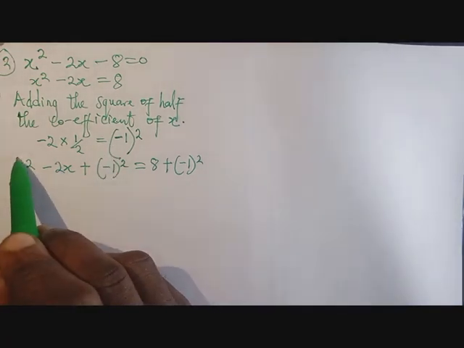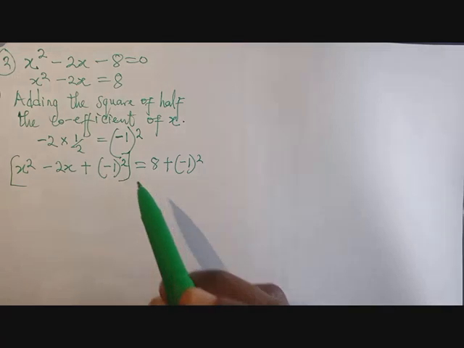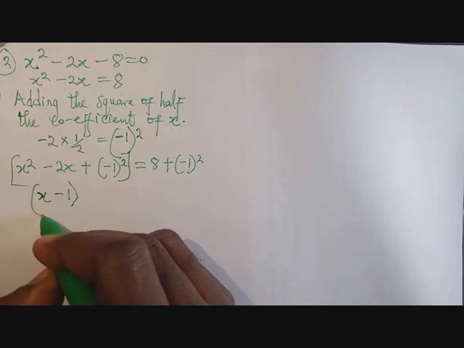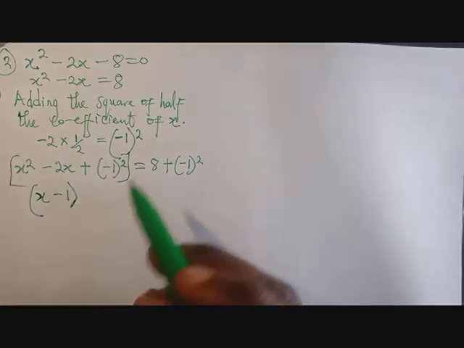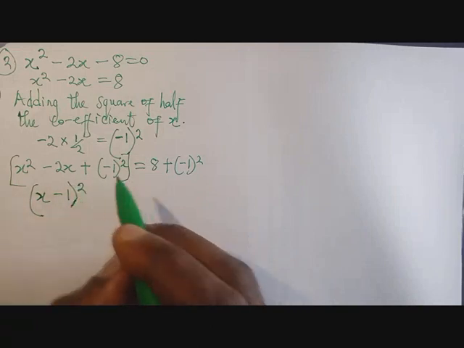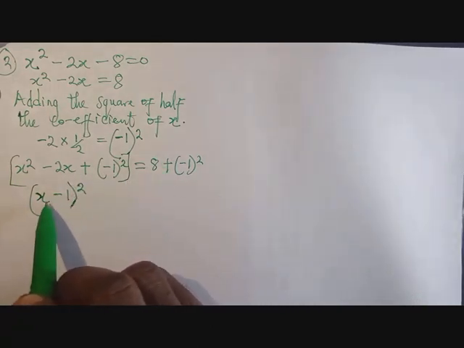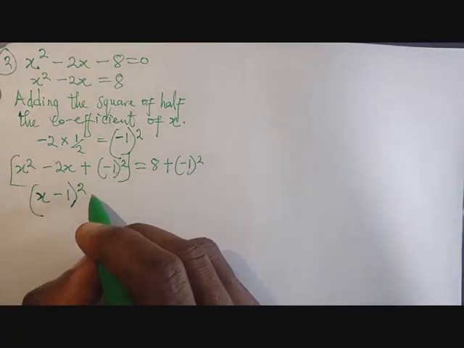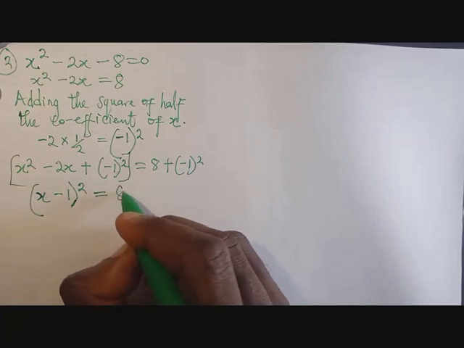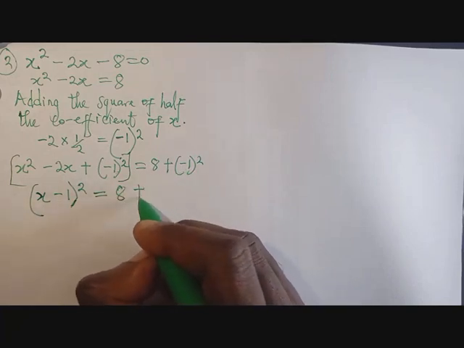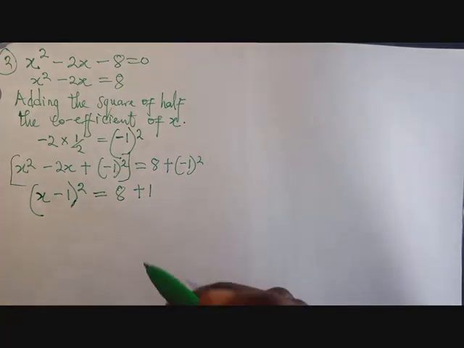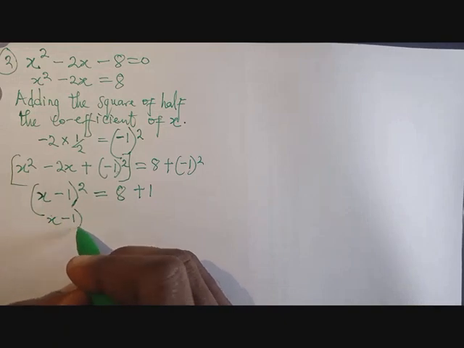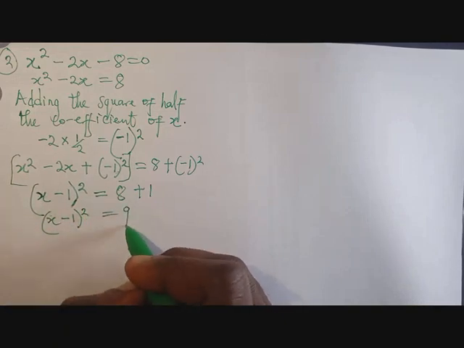Now remember what we did previously. This particular term is simply x minus 1. And if you want, we can still expand it to show you. If this is expanded, it's going to take you back to this. So we simply factor it into this. So this is x minus 1 all squared. Then we have 8 plus minus 1 squared, sorry, is plus 1. So x minus 1 squared equals 9.